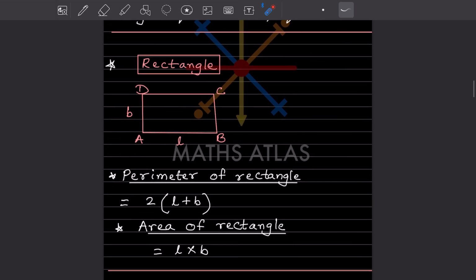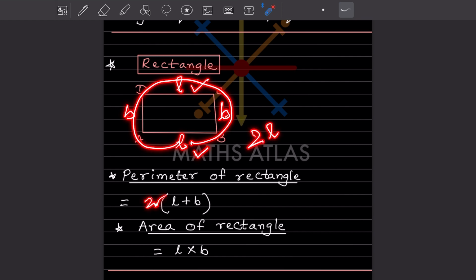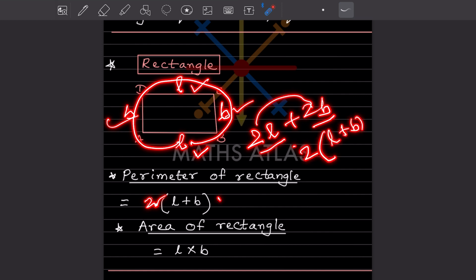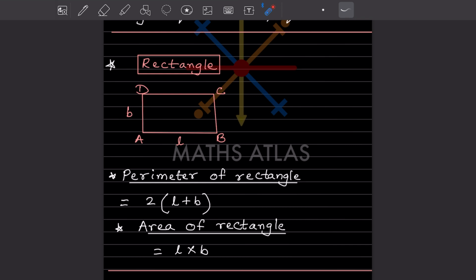Now for the rectangle. This is a rectangle, and when we want the sum of it, what are you going to do? This is the length, so this also will be the length. This is the breadth, so this also will be the breadth. And you are going to add it. When you add all this, you get 2 times L, so you write 2L, and 2 times B, that is 2B. When you take the common factor from these 2 terms, what is common is 2, so you write it only once, and which is L plus B. So this is the perimeter of a rectangle.